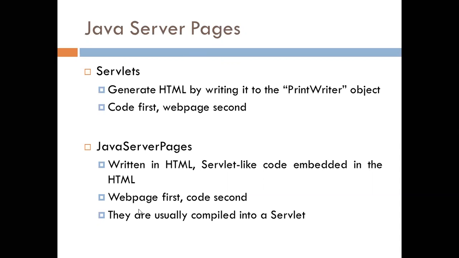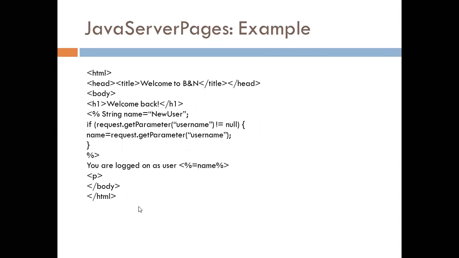So these Java server pages are usually compiled into a servlet, which means a transformation takes place. A simple Java server page will look like this: HTML tag, header tag, title "Welcome to B&N", close the title tag and header tag. This title is the one that appears on top of the browser tab.